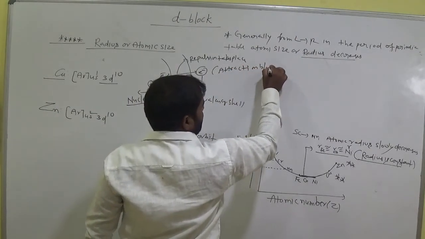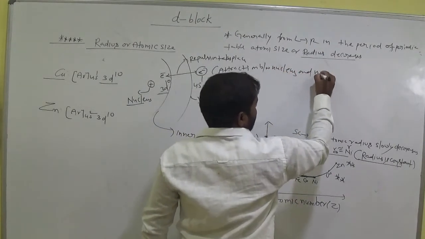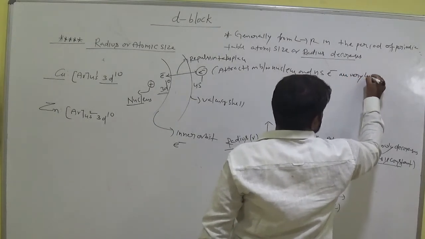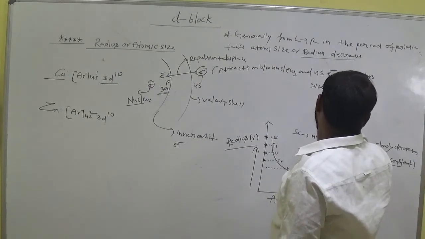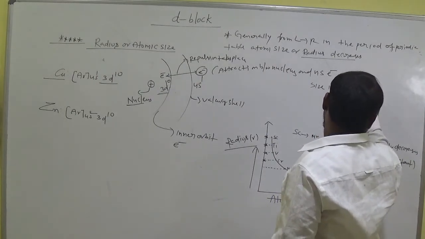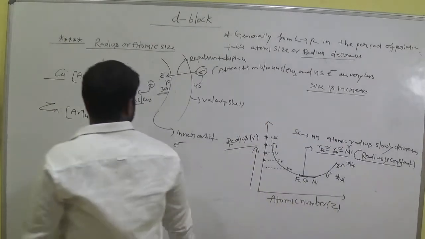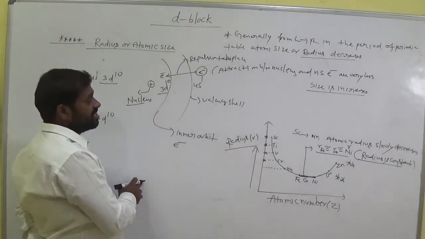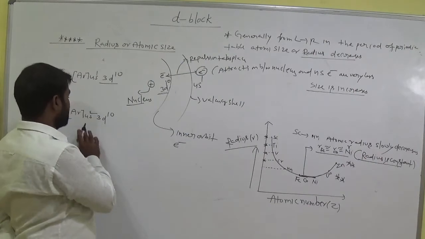Repulsion takes place, so what happened here? The attraction between the nucleus and the ns electrons is very less. So the size increases. And one more point we have to discuss here. This is one of the reasons the size increases.